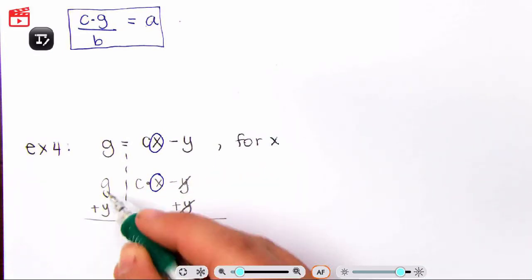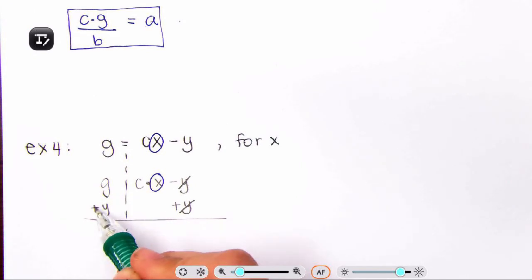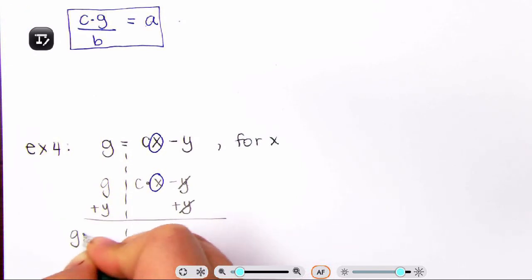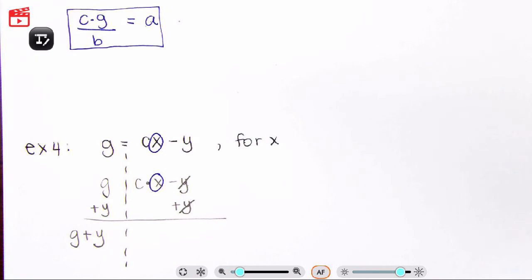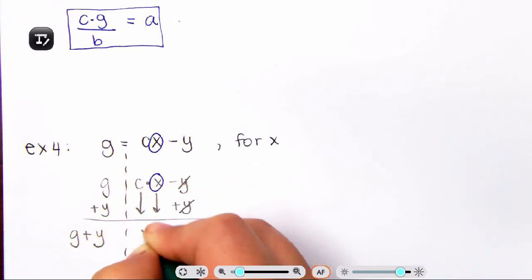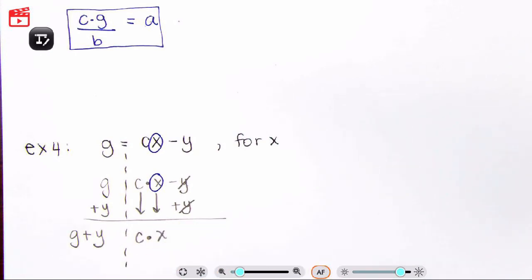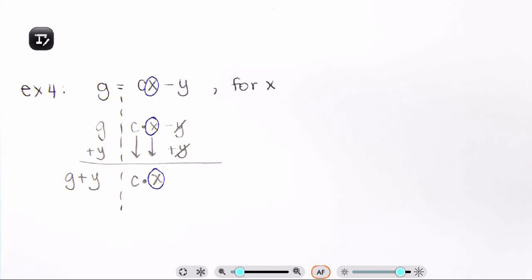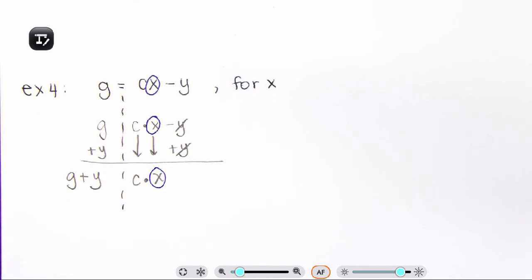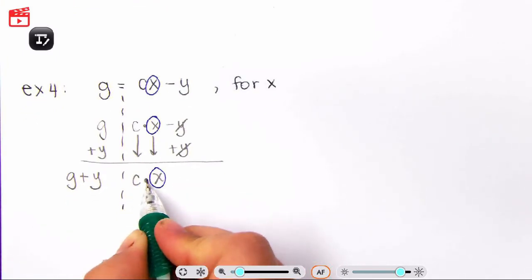Again, on this side here, we're just going to read it. This is g plus y. So I'm going to write that, g plus y. Did I touch c? Did I touch x? No. So I'm going to bring both of them down, and that's c times x. What is my objective? My objective is to get x by itself. Is x by itself? No, x is not by itself. We got to get rid of the c times.